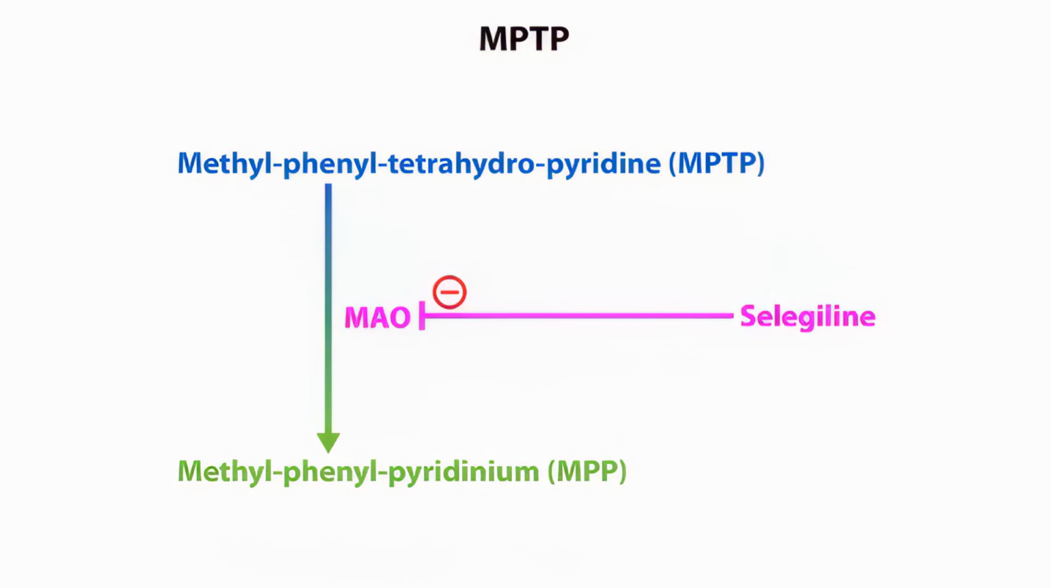Now, selegiline is particularly helpful in cases of MPTP exposure because of that synthetic meperidine synthesis, because selegiline blocks the conversion of MPTP to the toxic metabolite MPP+. So selegiline is the preferred drug for MPTP exposure.